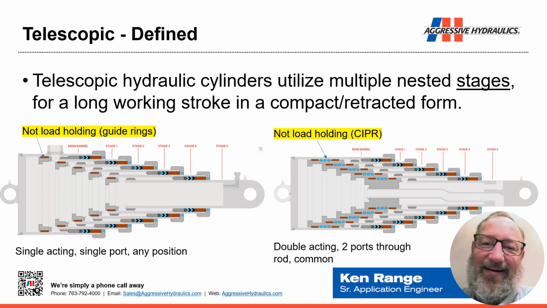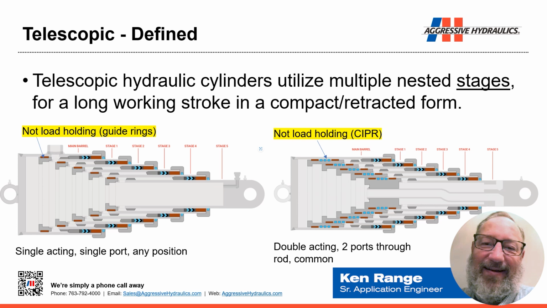To the right, you're going to see a double-acting telescopic cylinder. It's got two ports. It is very common for those two ports to be located in the rod of the cylinder, so that the cylinder stays stationary and the plumbing stays stationary, but it's the stages that move away from the rod end, or the plunger as we call it.